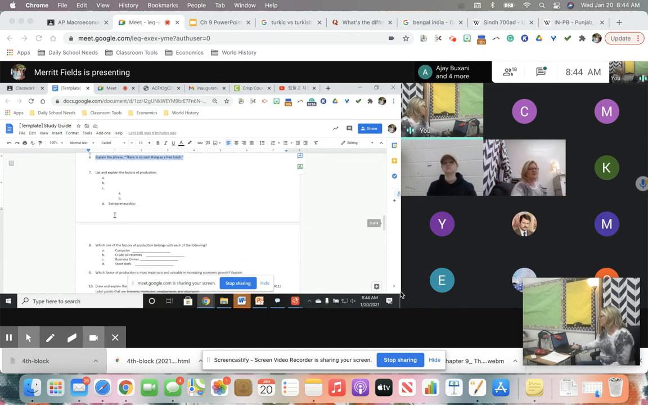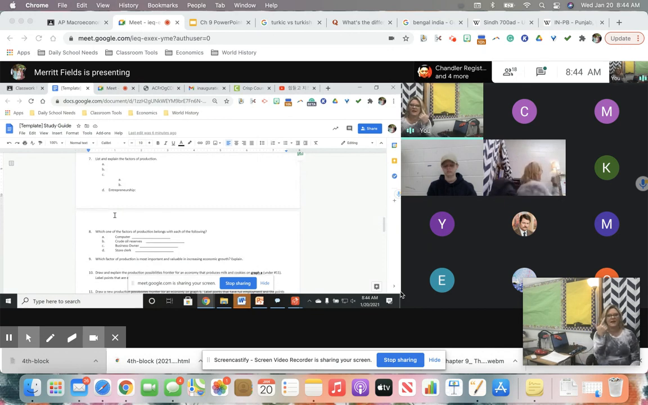The factors of production: land, labor, capital, and entrepreneurship. And under capital, there are 3 types of capital, which are financial, human, and physical. So financial would be the money, physical would be a tool, and human is the education and training that you need to do your job better.